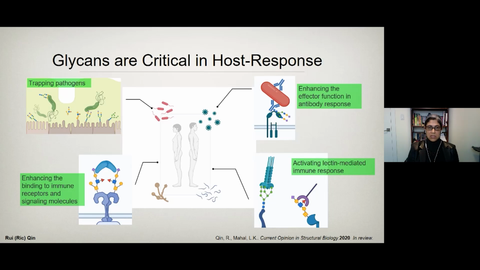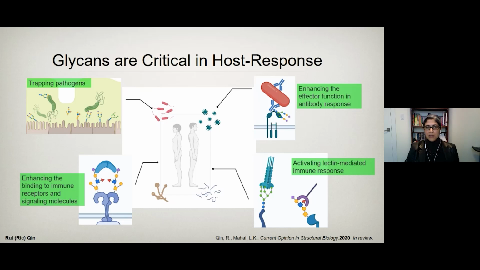They're critical in enhancing the effector function and antibody response. We're getting more and more data that shows that the glycosylation of the Fc region is really critical in determining how strong an immune response you're going to get. There's, of course, carbohydrates that are involved in the lectin-mediated immune response, so innate immunity, the lectin-mediated complement pathway, for example. And carbohydrates can actually change the signaling of molecules and the strength of that signaling. These are just a few examples of the ways that these complex carbohydrates are really critical mediators of the immune system in ways that we may not always appreciate. Next slide, please.